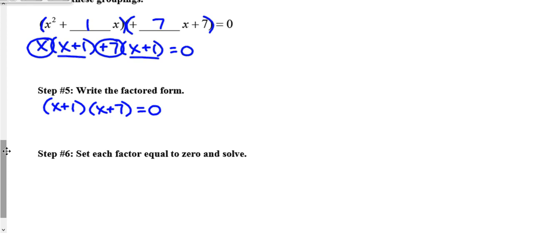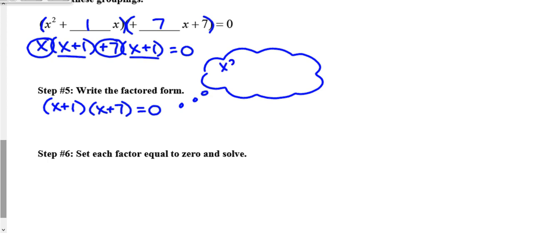Now, real quick, I just want to take this over here in a little thought bubble. What we can do is, if you think about foiling these two together, so using multiplication to multiply those together. So x times x is x squared. Outer, x times 7 is 7x. Inner, 1 times x is 1x. And last, 1 times 7 is 7. And if you combine those like terms, we have x squared plus 8x plus 7. So notice we haven't actually changed what this equation is, we just changed the way it looks.